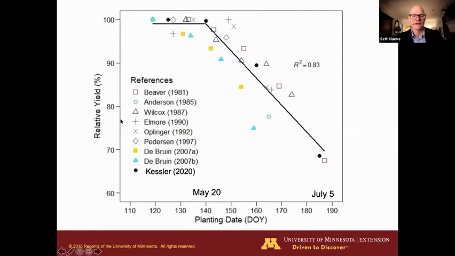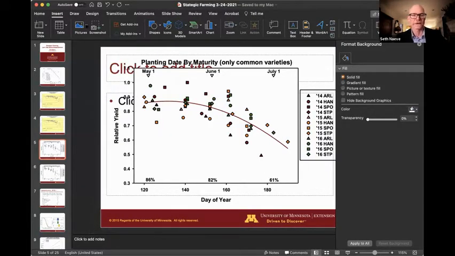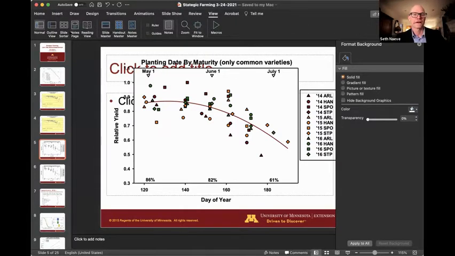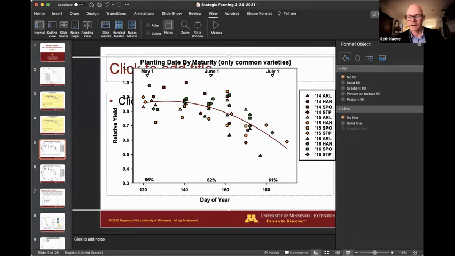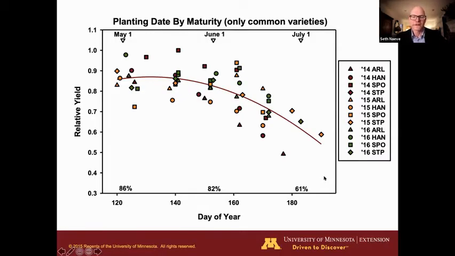I've got a couple of slides here from my lab, and I worked with Sean Connolly's lab. A couple of years ago, we did a planting date study involving a number of different things in Wisconsin and Minnesota. We looked at a number of different factors in this study, but one of them was planting date. This was 2014, 15, and 16. We were in three locations in Wisconsin, as well as St. Paul.